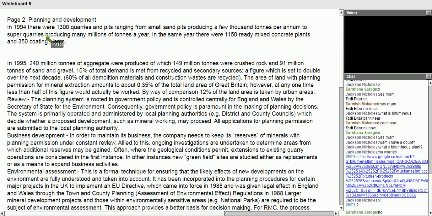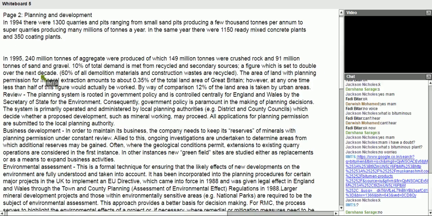In 1994, there were 1300 quarries and pits ranging from small sand pits producing a few thousand tons per annum to super quarries producing many millions of tons a year. In the same year, there were 1,150 ready-mix concrete plants and 350 coating plants. In 1995, 240 million tons of aggregate were produced, of which 149 million tons was crushed rock and 91 million tons of sand and gravel.